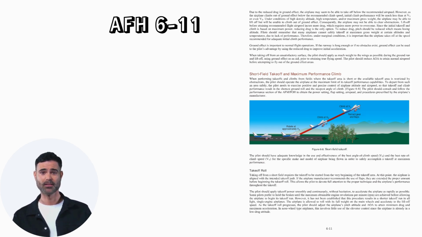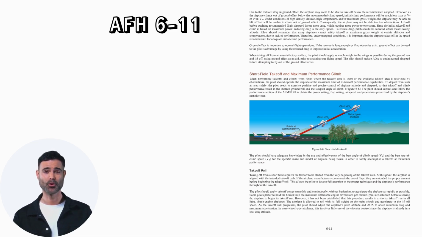The pilot should have adequate knowledge in the use and effectiveness of the best angle of climb speed, Vx, and the best rate of climb speed, Vy, for the specific make and model of airplane being flown in order to safely accomplish a takeoff at maximum performance.